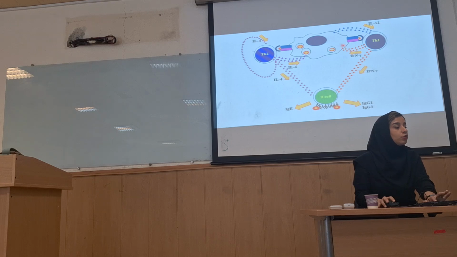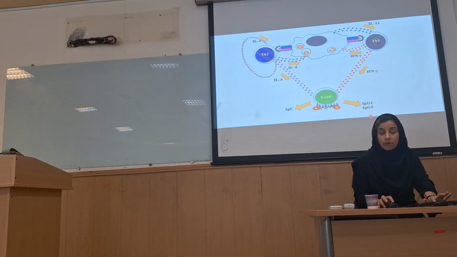So you are seeing these specific cytokines for the adaptive immune system and their roles: interleukin 12 for differentiation of T helper 1, interleukin 4 for differentiation of T helper 2, interferon gamma for producing the IgG class of antibody, and interleukin 4 for producing the IgE class of antibody.